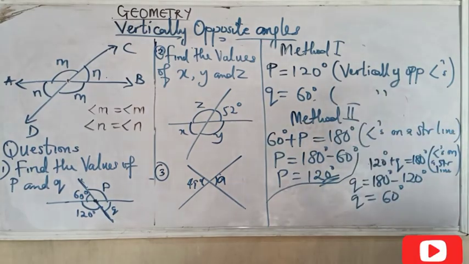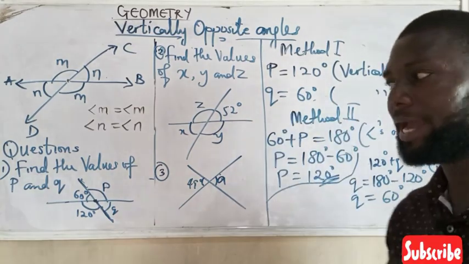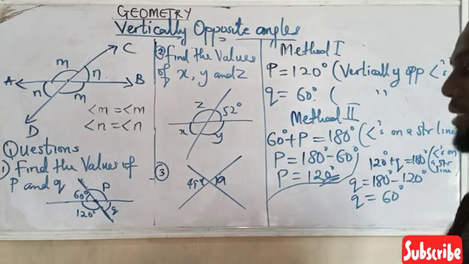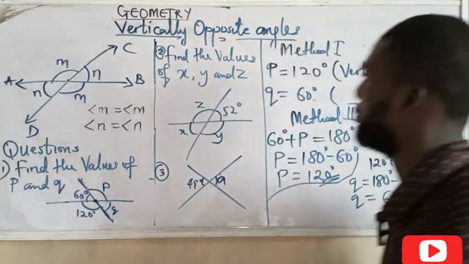up here. So as you can see, these two methods work, but the fastest method is to immediately recognize that this is vertically opposite angles. So let's look at the second question.